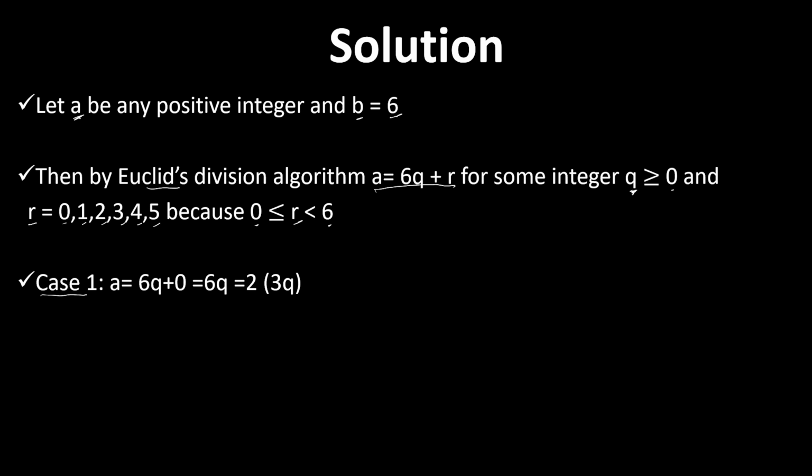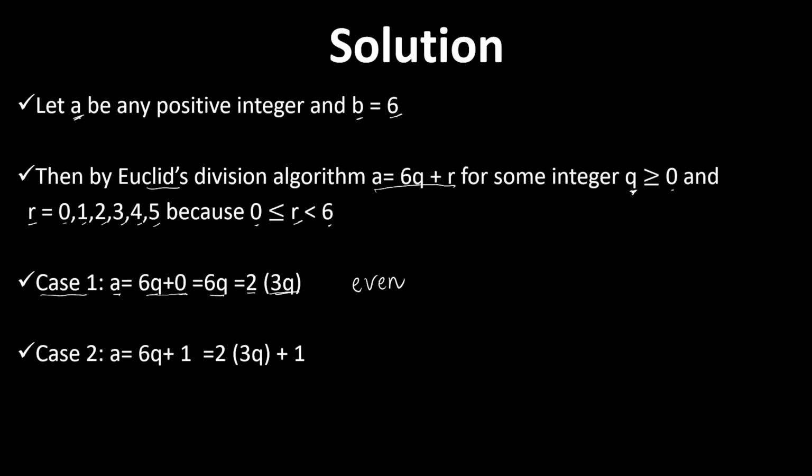In case 1, you can observe that we can write down a is equals to 6q plus 0. Here r we are considering it as 0. So 6q plus 0 can be written as 6q, which can also be written as twice of 3q. Now we can observe that in first case, we can write down this a value as 2 times of some factor, 2 times of 3q. Therefore, this is definitely even. The reason being a is divisible by 2. Therefore, twice of 3q is actually even value.